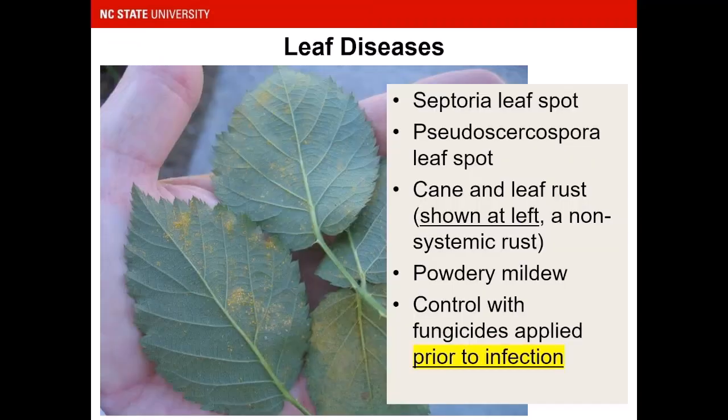Another leaf disease that Jonathan's already mentioned is the cane and leaf rust that we see in this picture. This is the rust that you can spray for. I rarely see powdery mildew. You see I've got sort of a list there. The two we're going to talk about in a little more depth are Septoria and Pseudocercospora. So we're transitioning now into talking about the fungi that you might control with fungicides. So again, it's something you have to do prior to infection. Once you see a lot of spots, you're not going to get the control that you want.